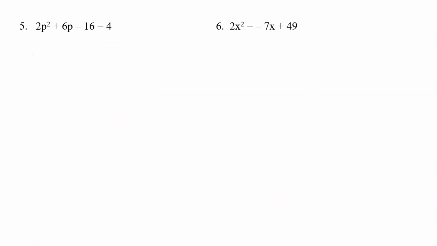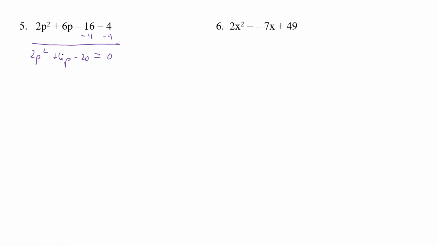All right, so what about the next one? We have 2p squared minus 6p minus 16 equals 4. Well, once again, what we're going to have to do is take that 4 to the left side. So when we do that, we'll have 2p squared minus 6p minus 20 equals 0.